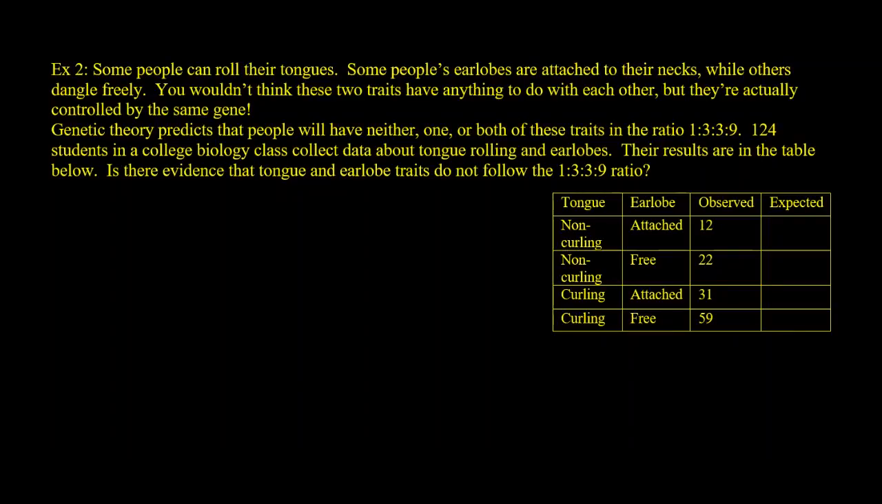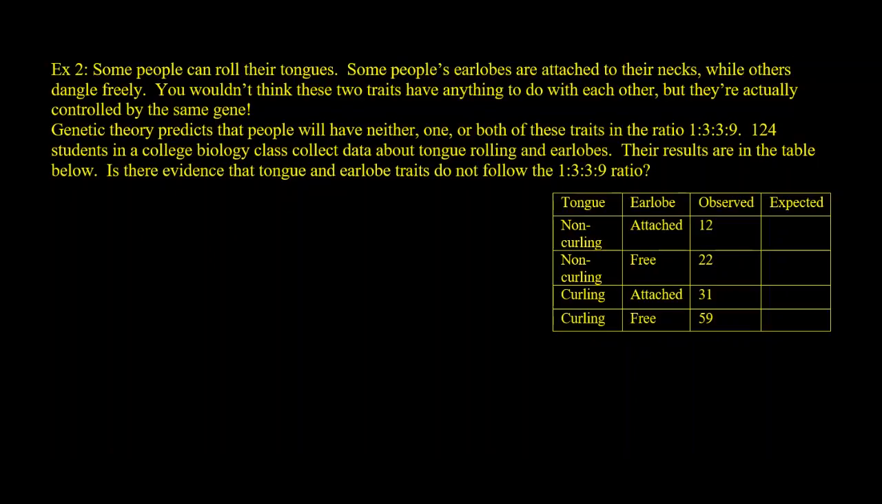Chapter 25, Example 2. Some people can roll their tongues. Some people's earlobes are attached to their necks, while others dangle freely. You wouldn't think these two traits have anything to do with each other, but they're actually controlled by the same gene. Genetic theory predicts that people will have neither, one, or both of these traits in the ratio 1:3:9.